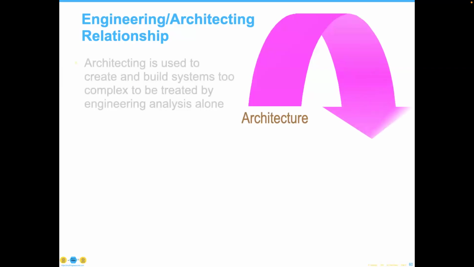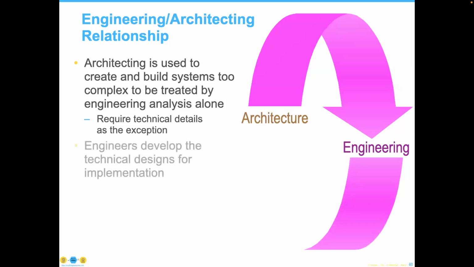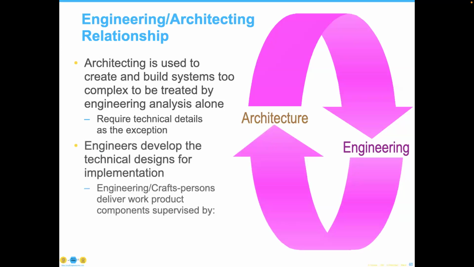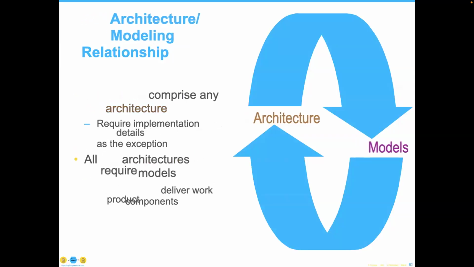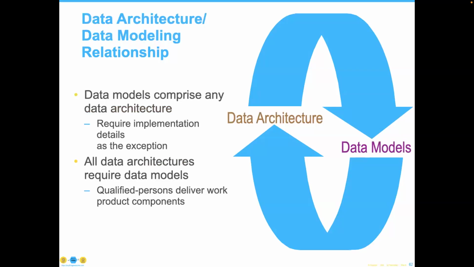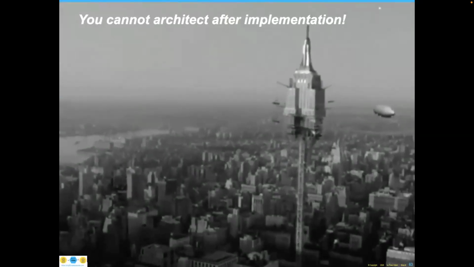It's important also to look at the relationship between architecture and engineering. Architecture is used to create and build systems too complex to be treated by engineering analysis alone, whereas engineers develop the technical designs for implementation, and they are typically supervised by other specialist disciplines. In our modeling context, we have the same kinds of things. Models comprise any architecture, and all architectures require models. And if we look at data architectures, all data architectures require data models in order to do this. However, it is important that you have qualified people who are able to do this.